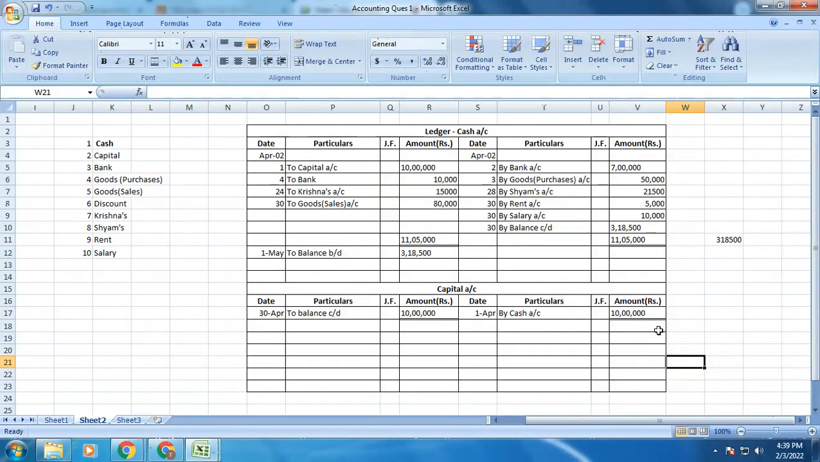Now what type of balance does this account have? Debit or credit? This is a credit balance. So on the 1st of May, we'll say by balance brought down 10,00,000. ठीक है? अब मई का मंथ हम शुरू कर रहे हैं with 10 lakh of balance.